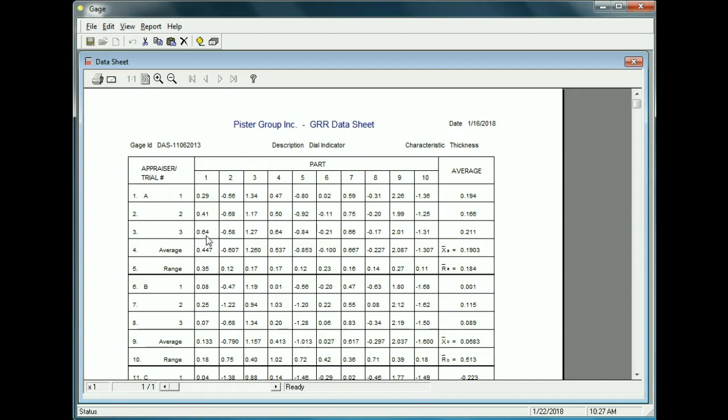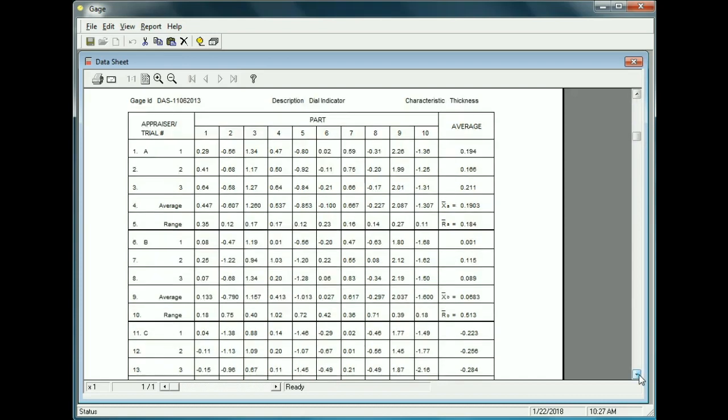And so the range would be defined as the largest measurement, which happens to be 0.64, and the smallest measurement is 0.29 out of the 3 readings. If you take the difference between the 2, that gives us the range. Now, in addition to these averages and ranges, we've calculated a grand average of these averages for appraiser A, and we've also calculated an average range for these individual ranges for appraiser A. We've done that for the remaining appraisers as well.